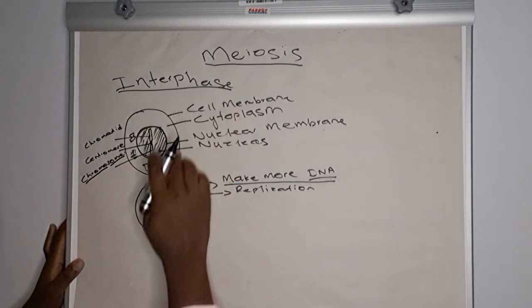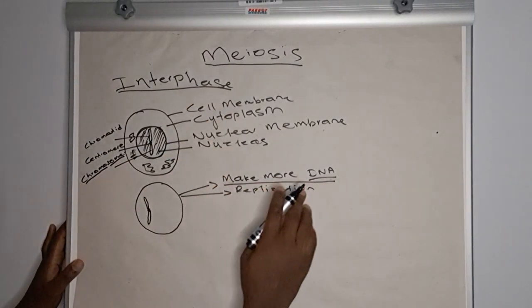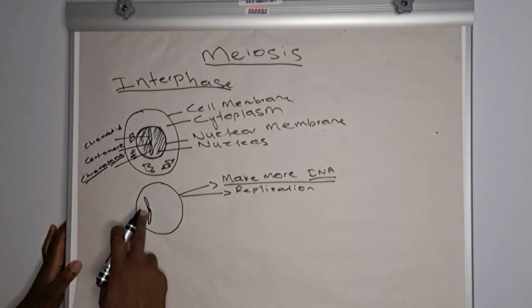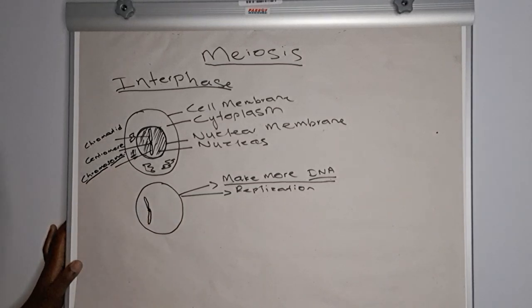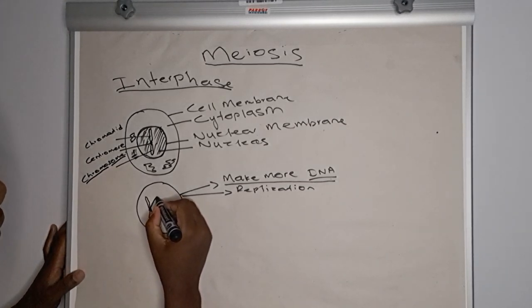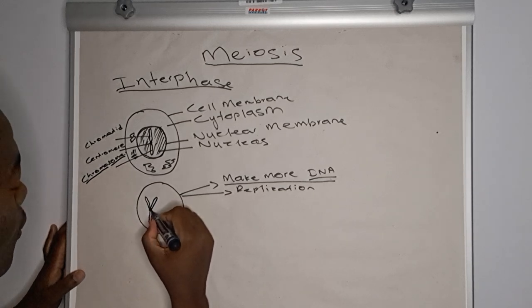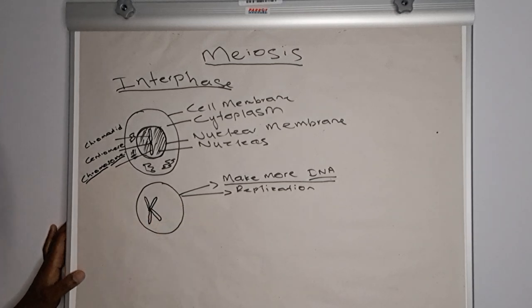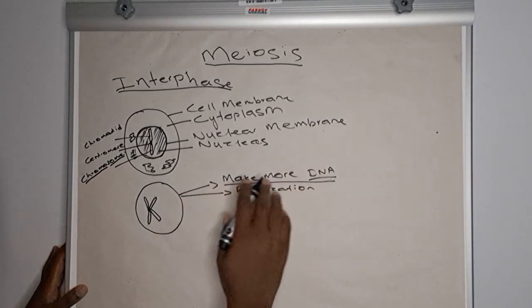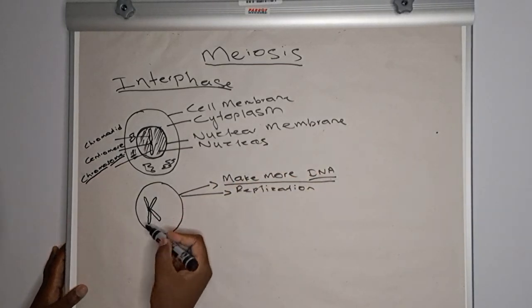But we know in interphase they say make more DNA. Replication must take place. Duplication must occur. How do I make this to be more? Am I going to write something like this on the side? No. I'm going to add one chromatid like this and then one chromatid like this. This is how you make DNA more. They say make more DNA. This is what you do.